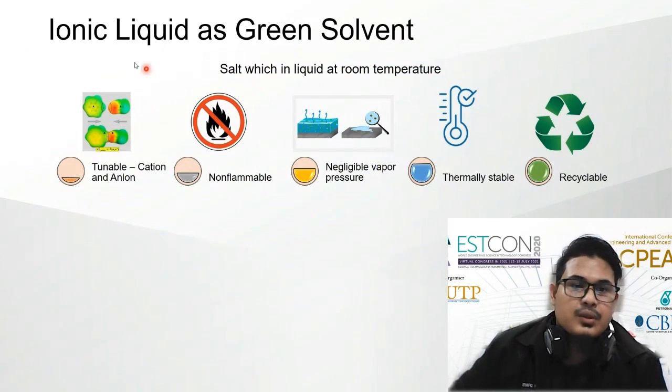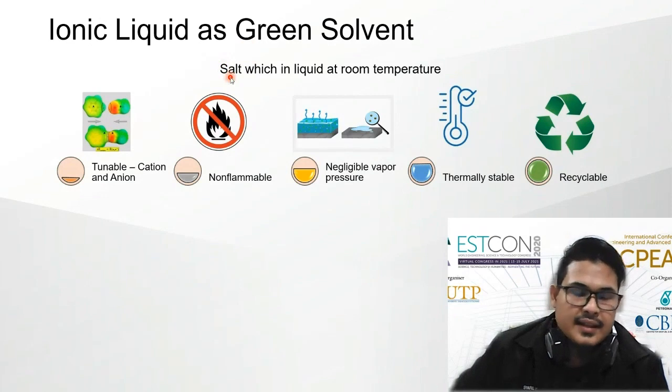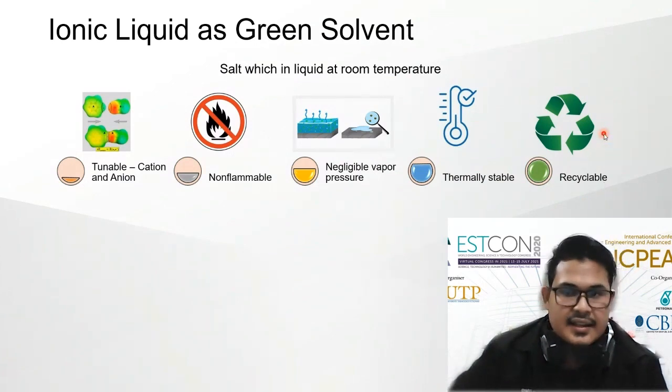So we are proposing to use ionic liquid as a green solvent. Ionic liquid is actually a salt which is liquid at room temperature. Ionic liquid is tunable because we can change the cation and anion depending on our target components. It is also non-flammable and has negligible vapor pressure, so we don't have to worry about our solvent leaving the system through evaporation. So it is highly regenerable and has high thermal stability, and it can be recycled several times before being regenerated inside the regeneration system.